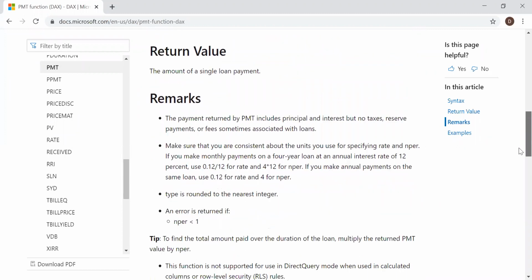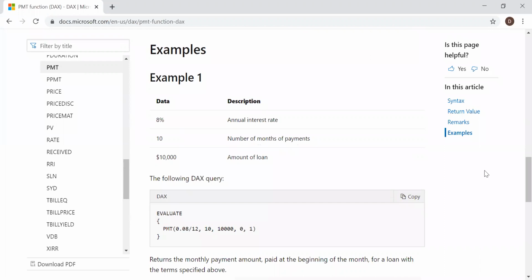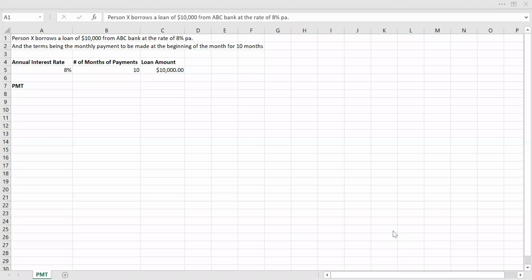And also we have some remarks here and also some example. Let's use this example and try to calculate or determine the payment function in Excel first, and then later go to Power BI. So we have all the information here. Let's say person X borrows a loan of $10,000 from ABC Bank at the rate of 8% per annum.